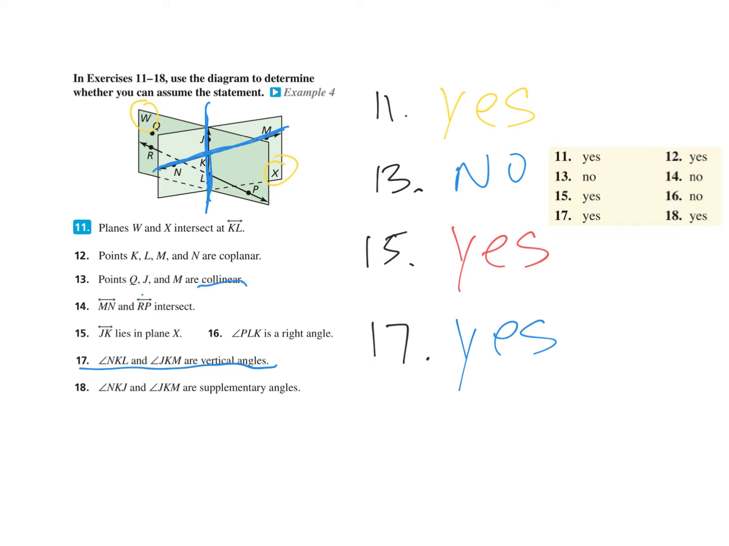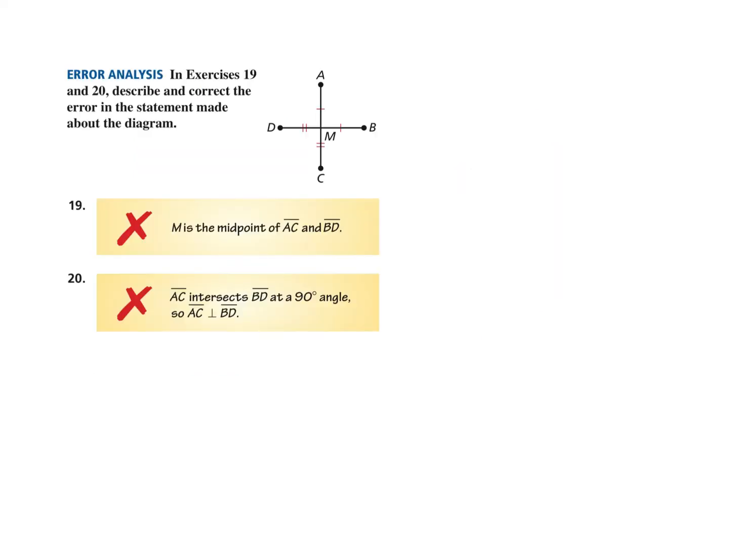Number 19. All right, number 19. Again, these are very important problems. Make sure you're doing your best on these, okay? In exercise 19 and 20, describe and correct the error in the statement made about the diagram. There are no instructions about what they're doing, so you have to actually read where their mistake is and try to figure it out.